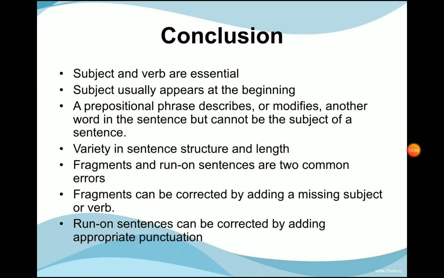Variety in sentence structure and length improves writing by making it more interesting and more complex. Fragments and run-on sentences are two common errors in sentence construction. Fragments can be corrected by adding a missing subject or verb. Fragments that begin with a preposition or a dependent word can be corrected by combining the fragments with another sentence. Run-on sentences can be corrected by adding appropriate punctuation or adding a coordinating conjunction.